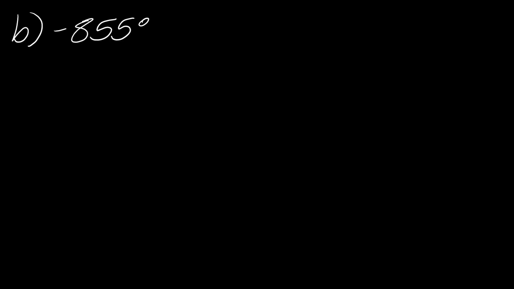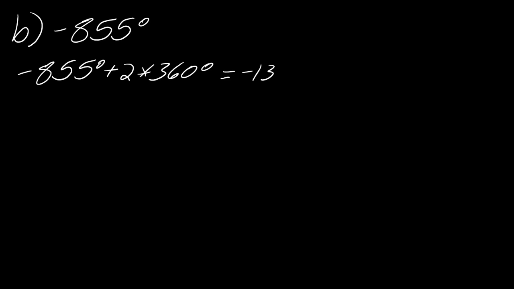Okay, so moving on to negative 855 degrees. So first things first, we want to figure out what this is coterminal with. So if I take negative 855 degrees, and let's see, how about 2 times 360? That's going to come out to negative 135 degrees. Okay, cool. And so, actually, that's not enough. So we've got to do this again.